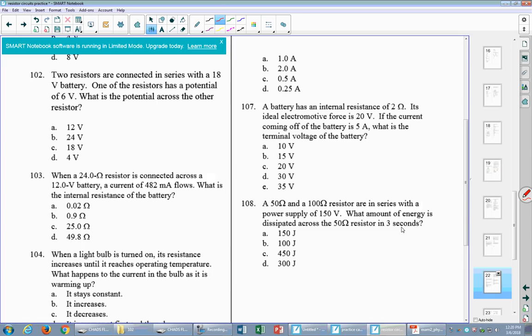Okay, so the first thing you want to ask is, what is the voltage drop across this 24 ohm resistor? The voltage is IR, which is 4.482 times 24.